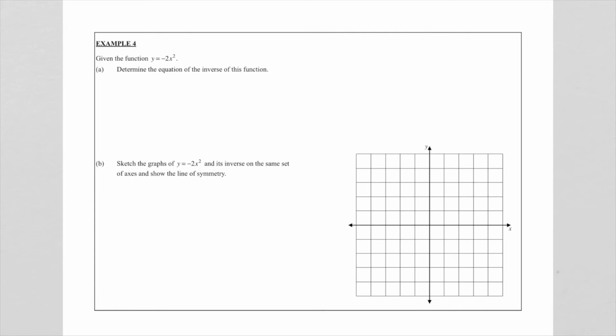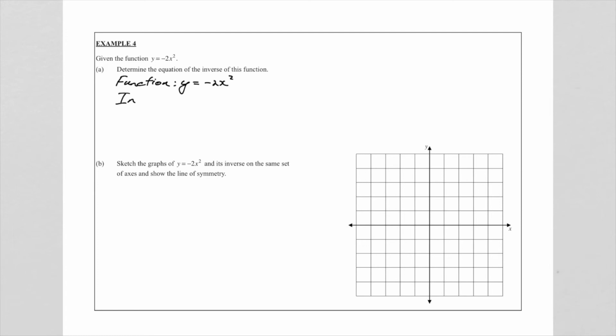In this example, there's a function given to us, a parabola again, but please take note that this one's got a negative orientation. So that means that is a sad face parabola. And they ask us to find the equation of the inverse. So let's just do that again. So we're going to say that this is the function, which is y equal to minus 2x squared.